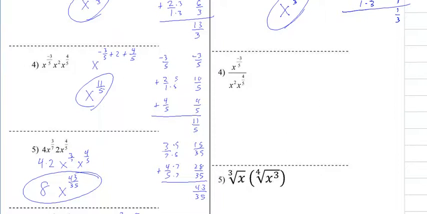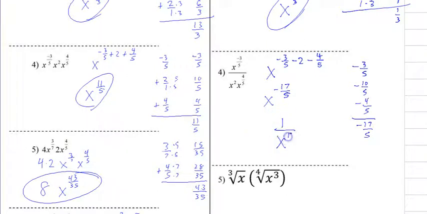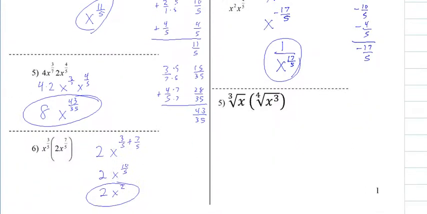Alright. On this one, when you rewrite it, it's negative 3/5. And then you just subtract both of your denominator's exponents. So it's negative 3/5 minus 2 minus 4/5. Add them up. And then since you have a negative exponent, take it to the bottom. And there you go.